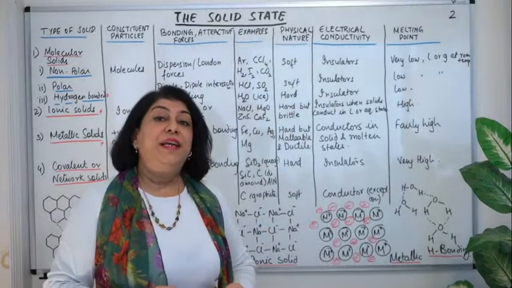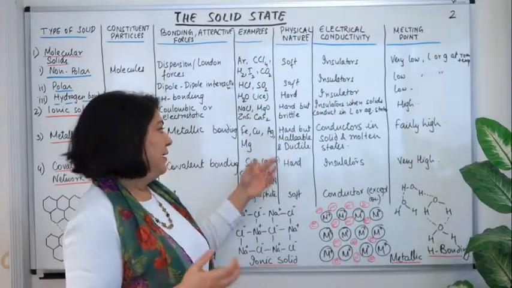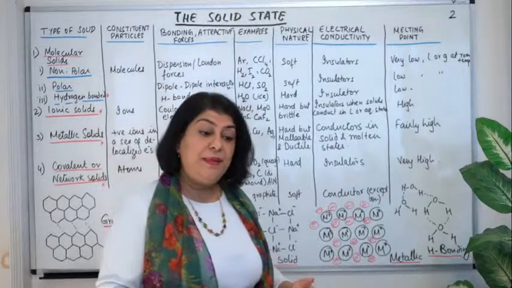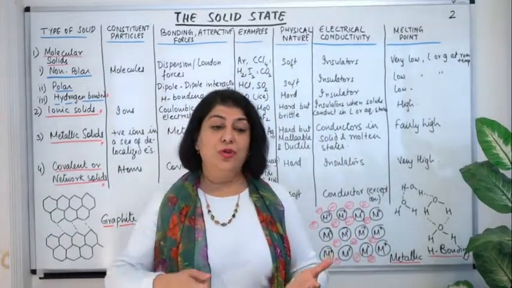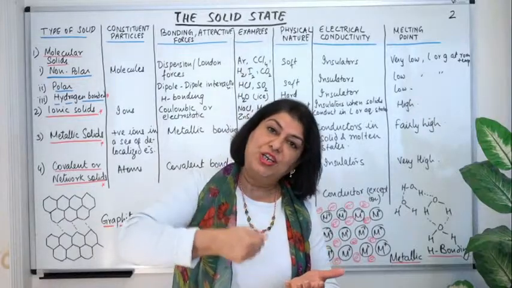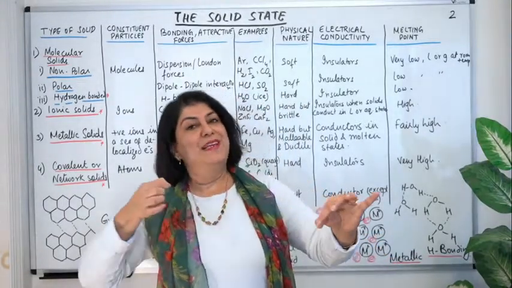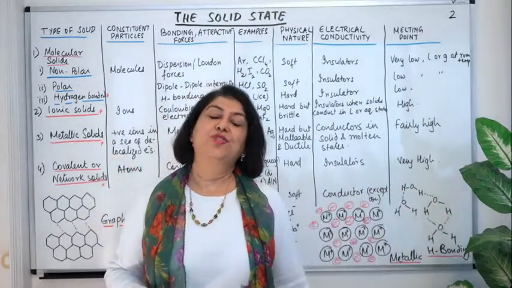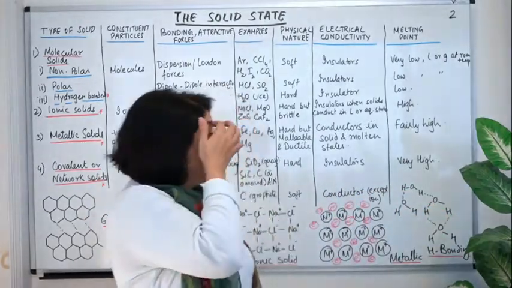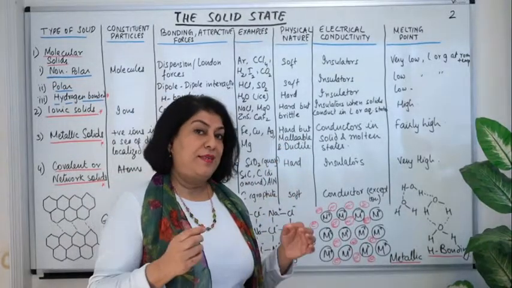What is the physical nature of metals or metallic solids? They are hard, but they are malleable, they are ductile. Malleability and ductility you've studied in class 10 also. Anything that can be beaten into sheets is said to be malleable. Anything that can be heated and you start pulling it, it forms a wire. So anything that can be drawn into wires is said to be ductile. So metals are hard, but they are malleable, they are ductile.